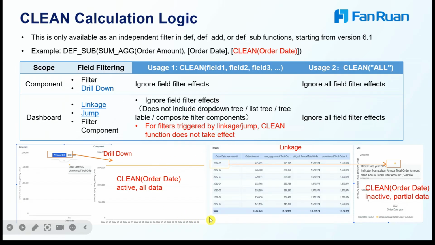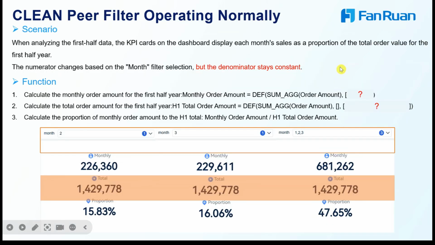For example, if a dashboard has two components, and you click on January 2022 in the first grouped table, this action will link to and filter the second component, causing it to only calculate data for January 2022. In this case, even if we use the clean function to calculate the total annual order amount, it will not work as intended. The calculation will still be limited to the partial data scope, that is, only January 2022. Another detail about clean is that filters at the same level remain effective. This might sound a bit abstract, so let's understand it in context.